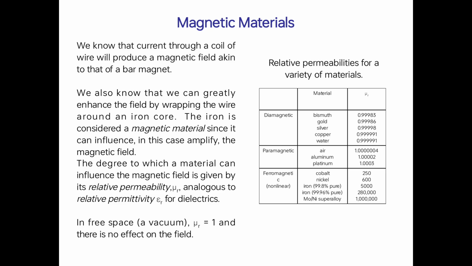The degree to which a material can influence the magnetic field is given by the relative permeability μr, analogous to relative permittivity εr for dielectrics. In free space, a vacuum, μr will be equal to 1 and there is no effect on the field. Magnetic materials can be divided into three types: diamagnetic, paramagnetic and ferromagnetic. The tabular column shows the materials of the types diamagnetic, paramagnetic and ferromagnetic and their respective permeability.